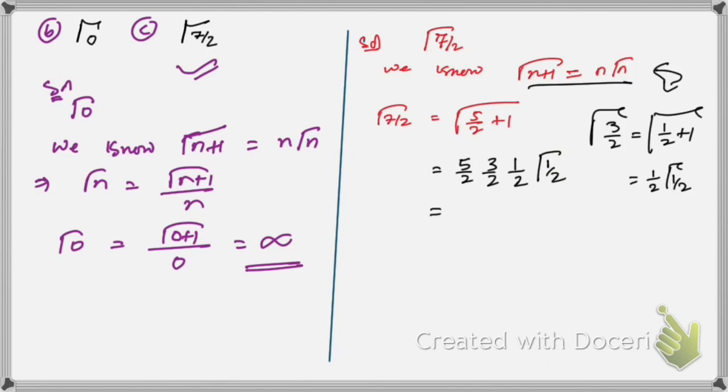Now if you multiply all these three factors, what will you get? 15/8, and gamma half is square root of pi. So this is our answer. So hope you have understood this.